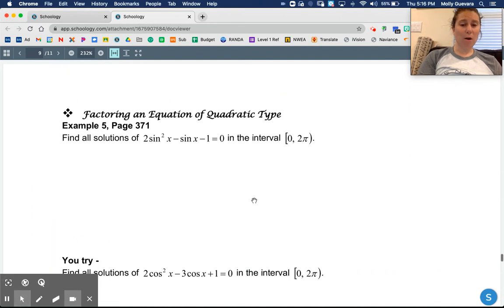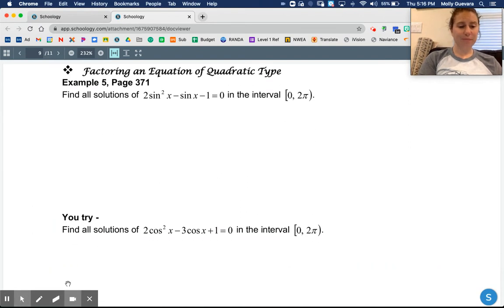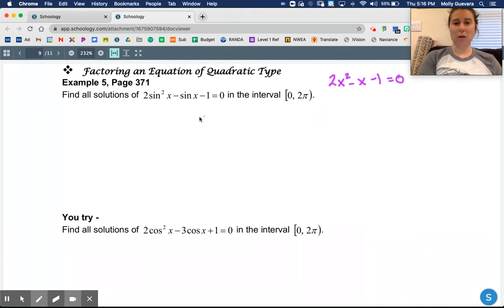The next type of problem is factoring a quadratic. How I do this is, if I have a sine squared, a sine, and then a term with no trig function in it, I look at it and say, oh, that's really similar to 2x squared minus 1x minus 1. So instead of sine, I'm temporarily switching sine squared of x for x squared and sine of x for x, because this I can factor really easily. This gets me 2x plus 1, x minus 1 equals 0.